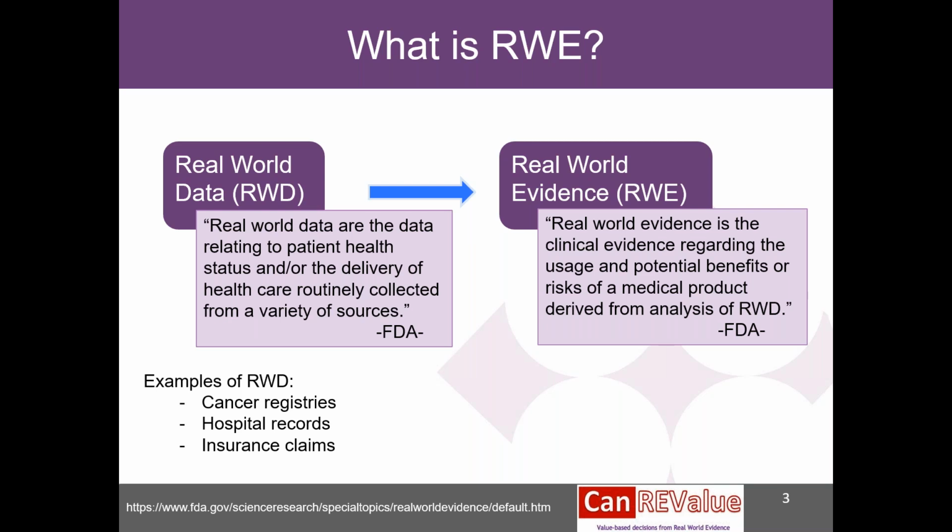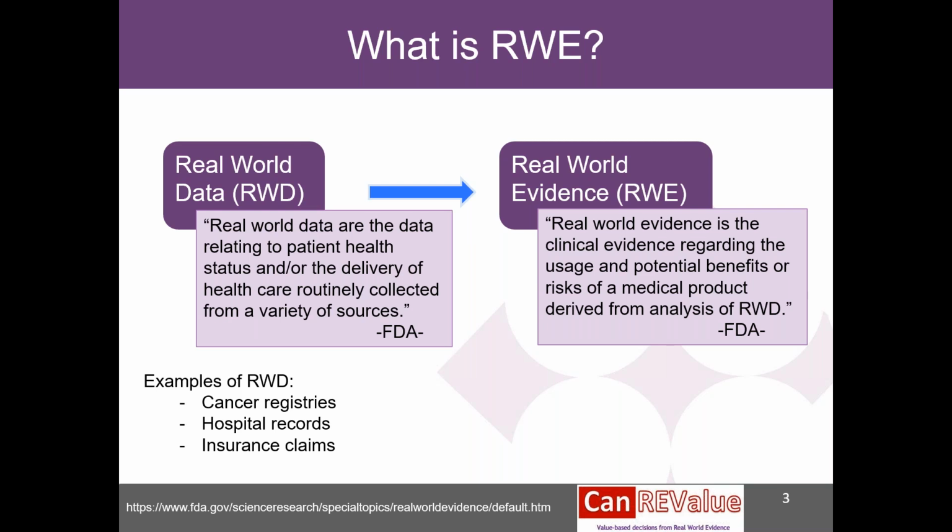There are many definitions about real-world evidence, or RWE, as you can imagine, and a lot of you may have come into contact with various definitions. So here I cited the US FDA definition. And naturally, we start with the data first, and so we call it real-world data, RWD. Real-world data are the data related to patient health status and or delivery of healthcare routinely collected from various sources. So that's how FDA defined it. Some examples of RWD include cancer registries data, hospital records, and insurance claims.